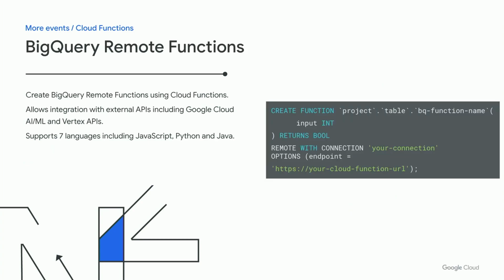BigQuery is a very popular Google Cloud serverless data warehouse product. You can now extend BigQuery's capabilities in 7 languages using Cloud Functions. BigQuery remote functions support integrating with external APIs, including Google Cloud AI and ML APIs, as well as Vertex APIs. They're also great for data scientists who want to leverage languages like Python to analyze data.